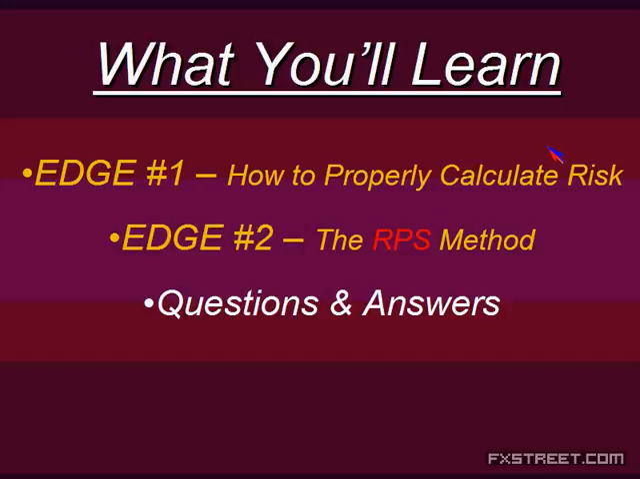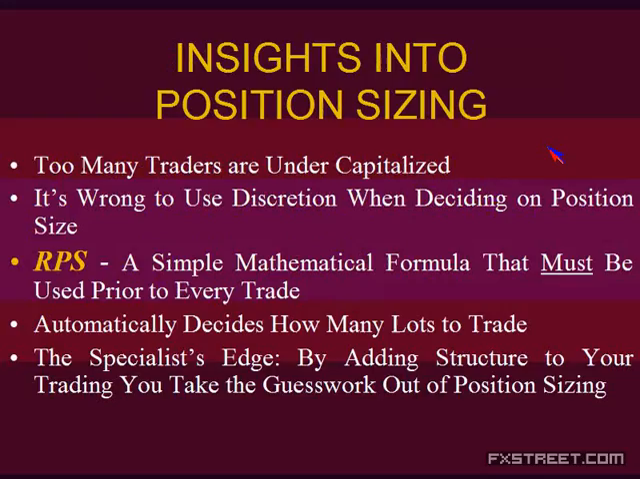And then we're going to show you the RPS method. This is the method I talked about, the little mathematical formula. Very simple, so don't get scared away by me saying mathematical. It's an RPS method. It was taught to me while I was on the floor of the exchange. And this is really what helps you properly calculate your correct position size. And then, as I stated, we will have questions and answers at the very end. So please write down any questions you may have, and I'll answer them at the very end.